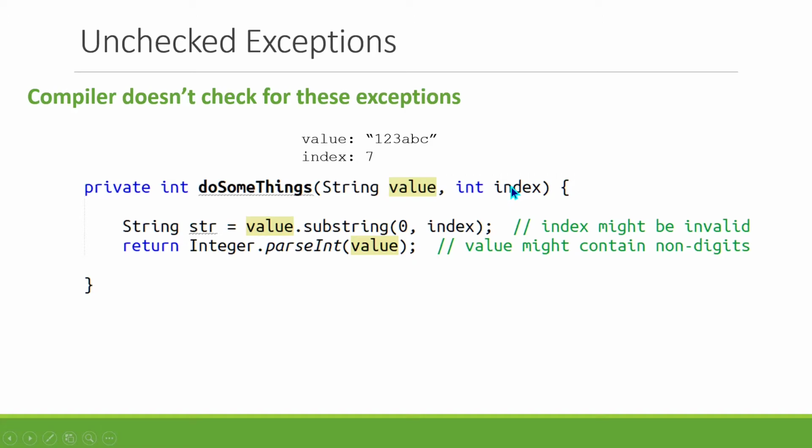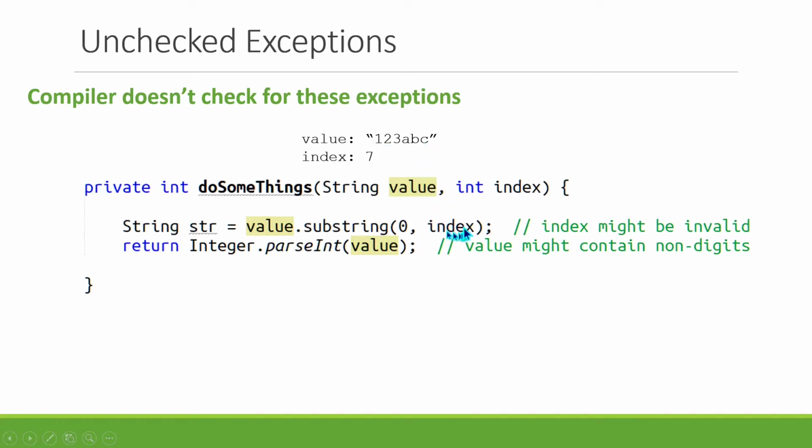and the number 7 for index. And so in my first line of code, String str, I'm using substring, which starts at position 0 and goes up to index, which right now is value 7. And it will grab that string and return it. Now the problem here is that if I go from 0 to 7, the length of this string is 6 characters. The indexes only go from 0 to 5.